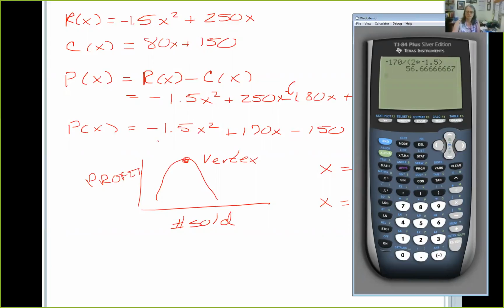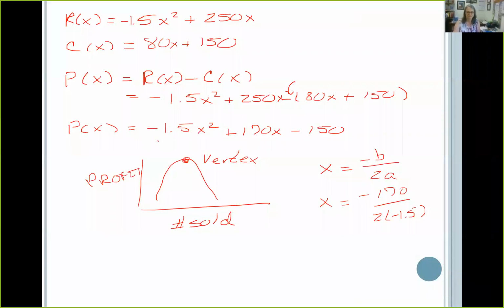56.67. So, do we want to say 56 or 57? Probably 56, because think about it this way. If this is my vertex, 56 is on this side, 57 is on that side. So probably 56. So if we sell 56 units, that is my maximum profit. Okay?